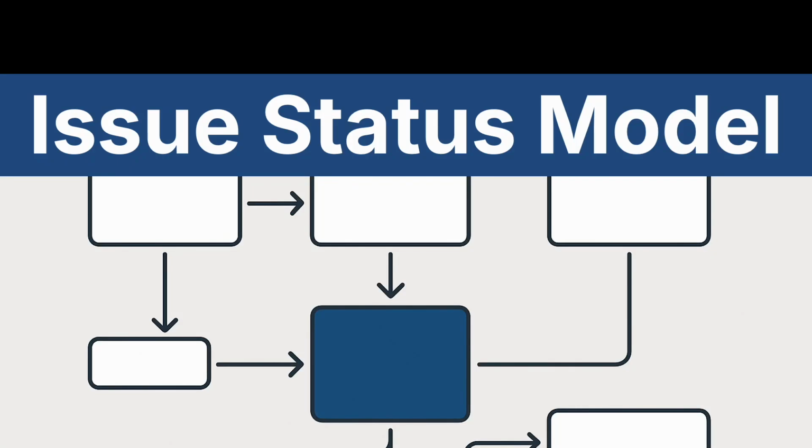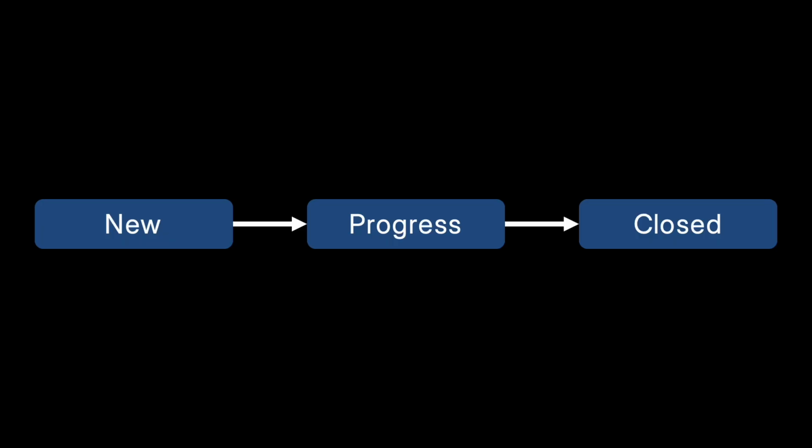Here we talk about the issue status model, which outlines the workflow of issues in test management systems. The issue status model reflects the phases an issue goes through from creation to resolution. So it follows a certain workflow. And in its simplest form, there are three statuses.